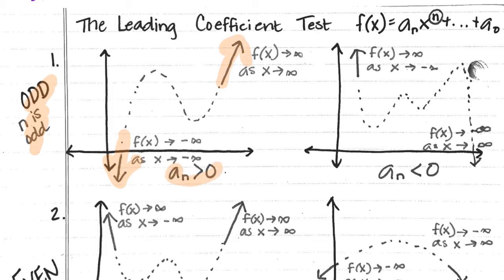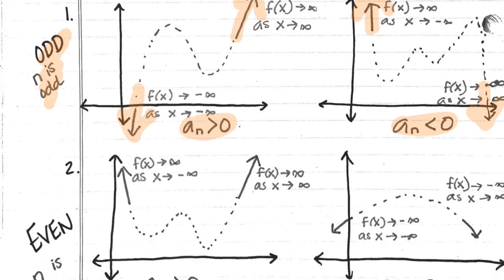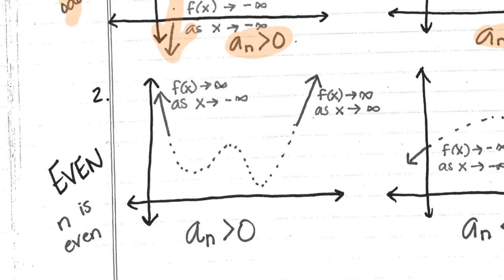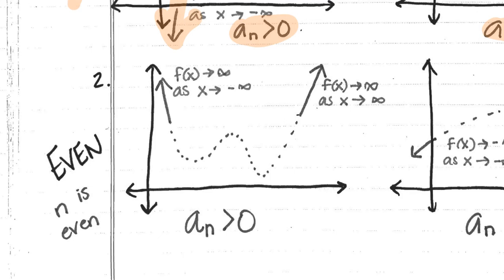That is if a is greater than 0. If a is less than 0, a negative cubic, it goes up to the left and down to the right. Again, this is assuming that you know your parent functions. What about if it's even? What if it's an even function? Think about an x squared.